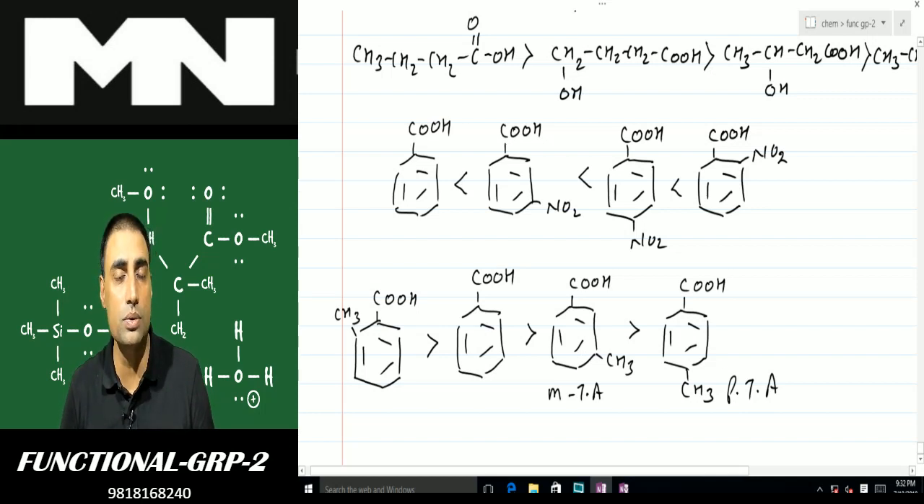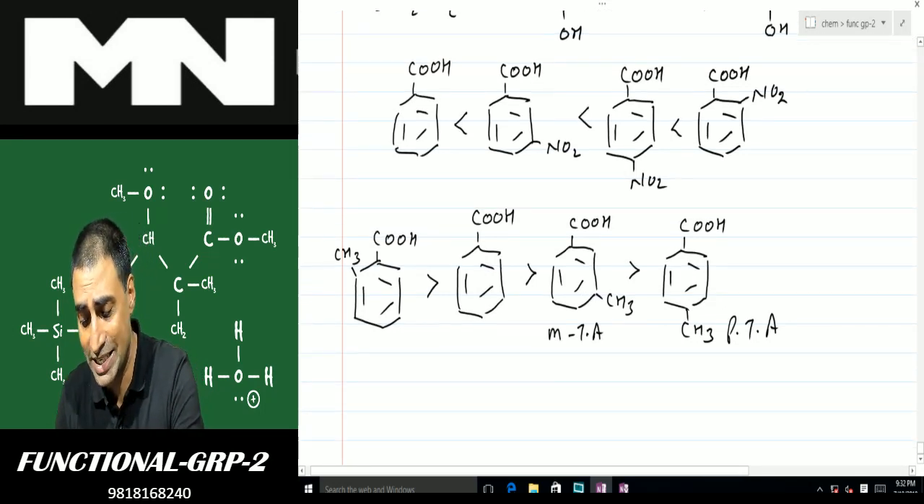According to the ortho effect, no matter whether it is an electron donating or electron withdrawing group, if it is attached at the ortho position, it is definitely going to increase the acidic character. And the reason is prominent steric repulsion between the carboxylic group and the group attached at the ortho position. So this is all about the acidic character and the effect of substituents on it.